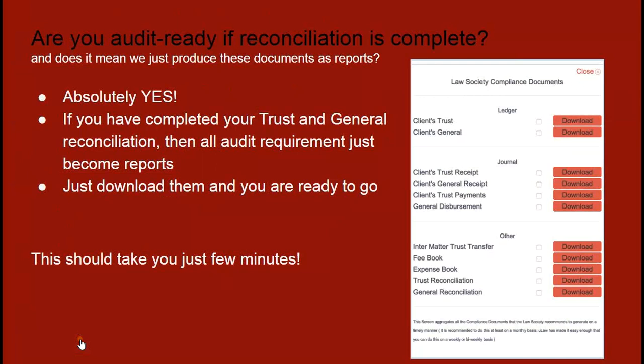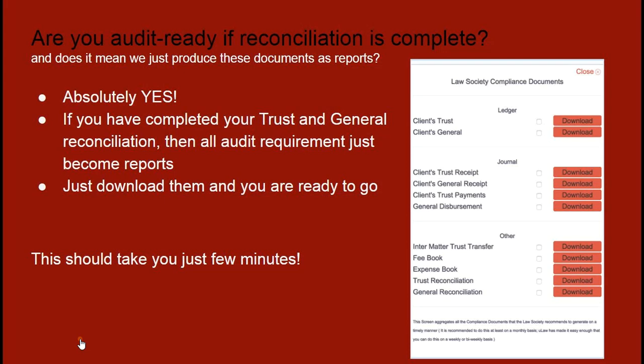And just adding to what I just mentioned, if you have these documents, especially the reconciliation process done, both for your trust and general. So these are two bank accounts that you have, and those are the two bank accounts for which you have to do these reconciliations. And you would notice certain law firms find it easier.